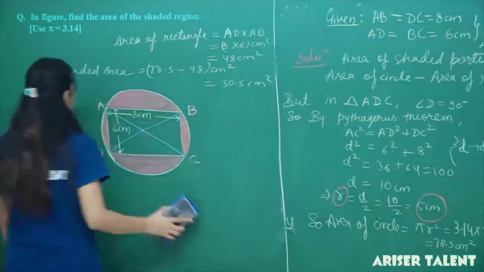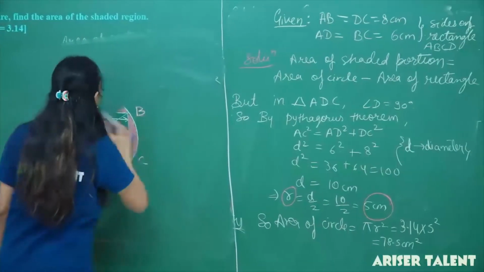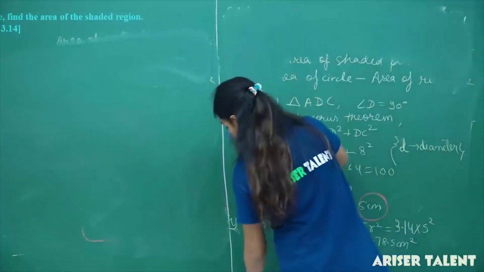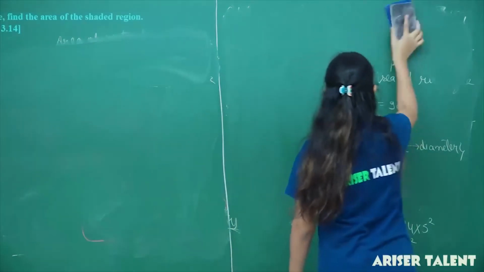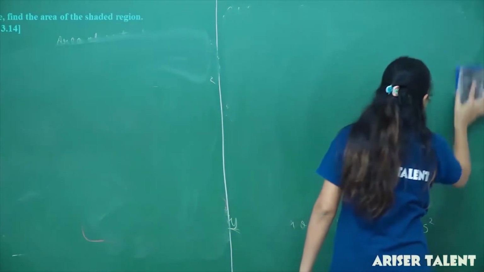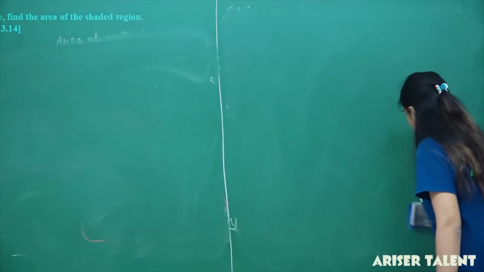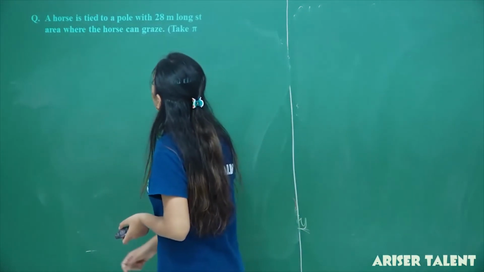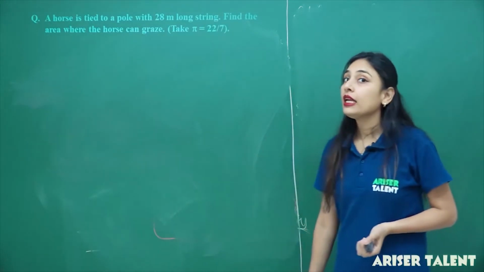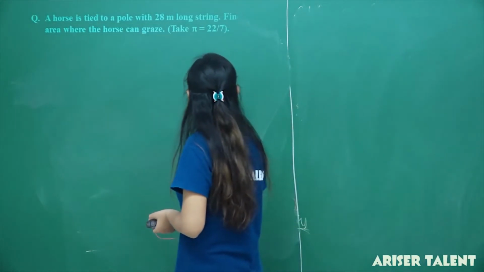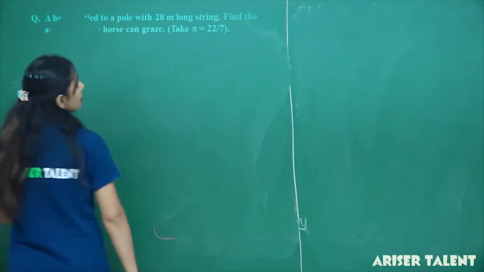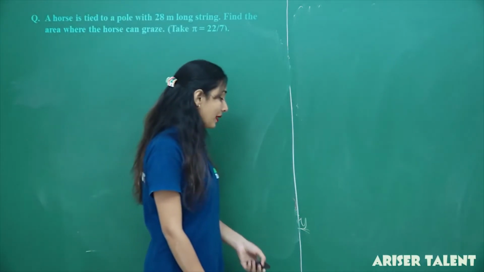Now we will be having another question, students. Here it is. The next question is: a horse is tied to a pole with a 28 meter long string. Find the area where the horse can graze, and take pi equals 22 by 7.